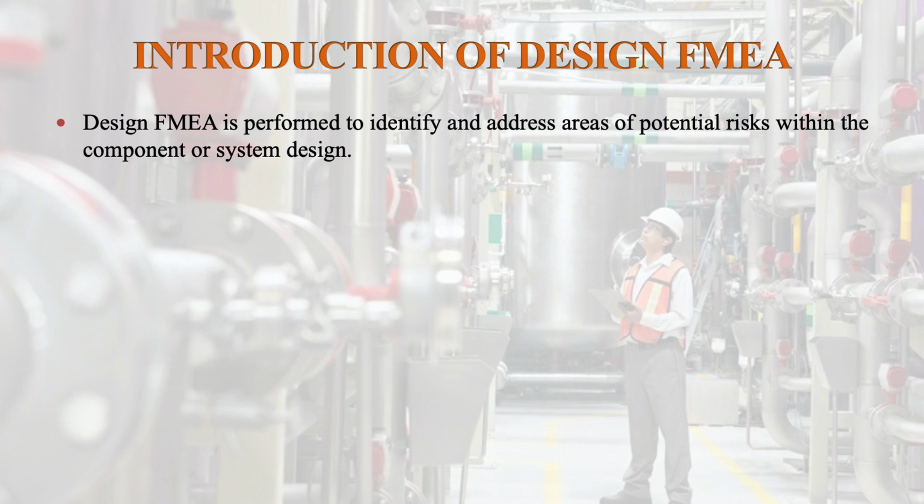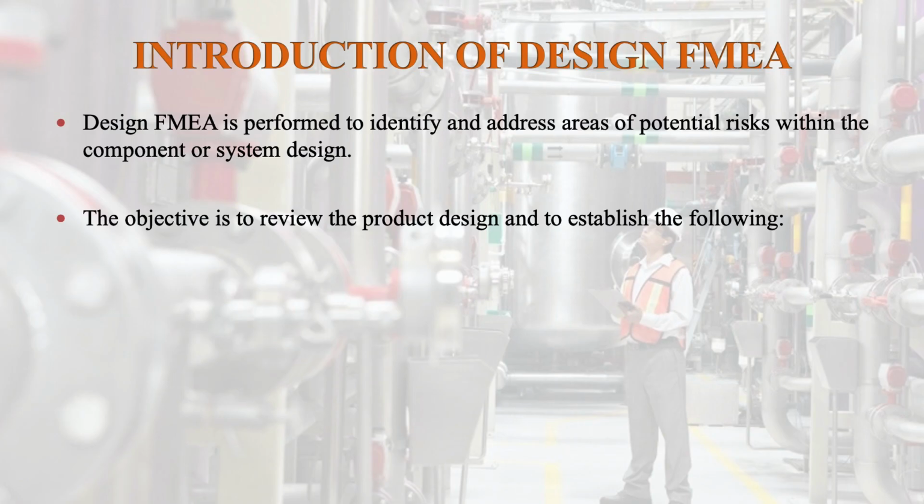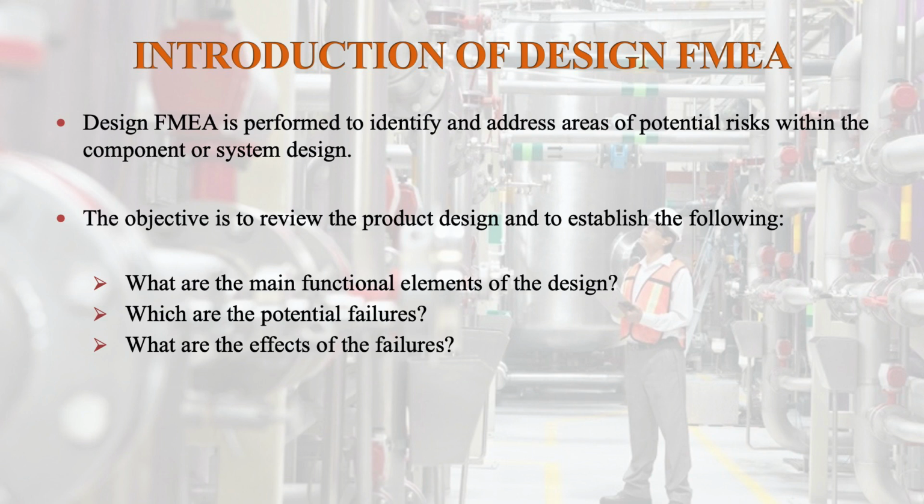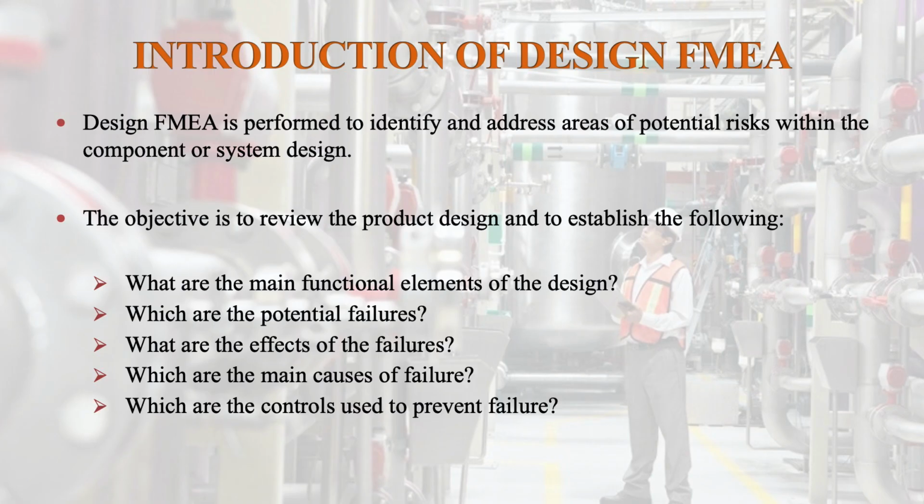Design FMEA is performed to identify and address areas of potential risk within the component or system design. The objective is to review the product design and to establish the following. We are conducting Design FMEA to identify the failure modes. So for that, what are the main functional elements of design? Which are the potential failures? What are the effects of failures? Which are the main causes of failures? Which are the controls used to prevent failures?